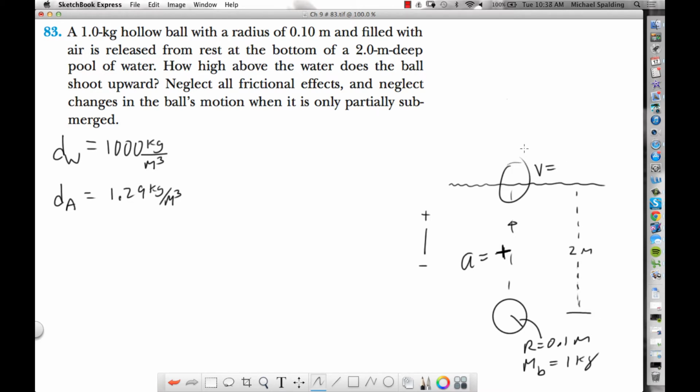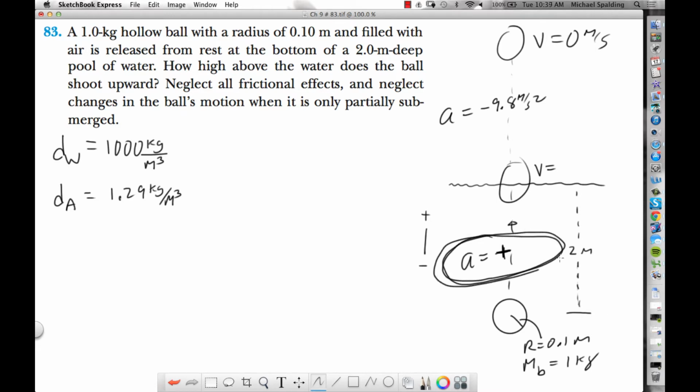The ball has a velocity, and then it leaves the water and goes up, up, up, and for a split second at the maximum height, the velocity is 0. Now, the acceleration for this second part is what? It's gravity, which is negative 9.8. The reason this problem is in the fluid chapter is because of this acceleration right here. We have to use our knowledge of fluids to figure out the acceleration of the ball while it's in the water. Once we know that acceleration, the rest of the problem is kinematics. That make sense?